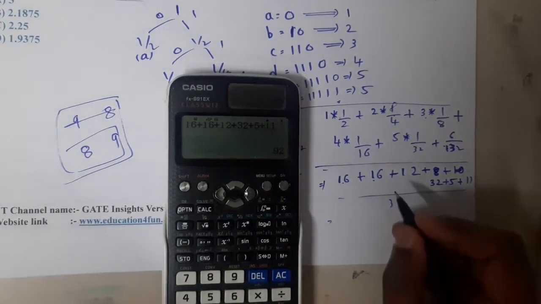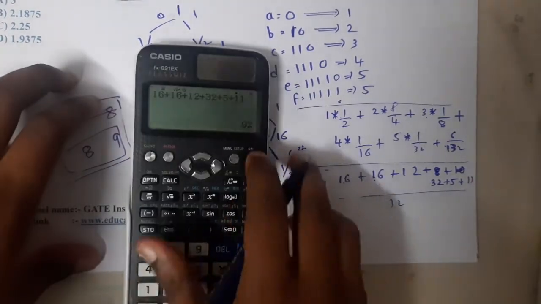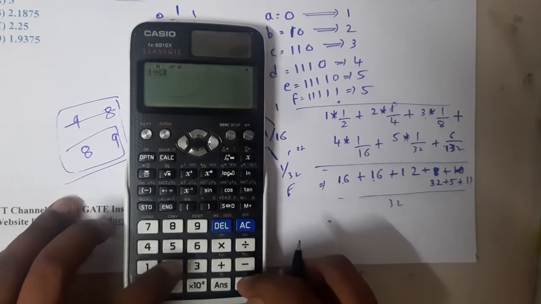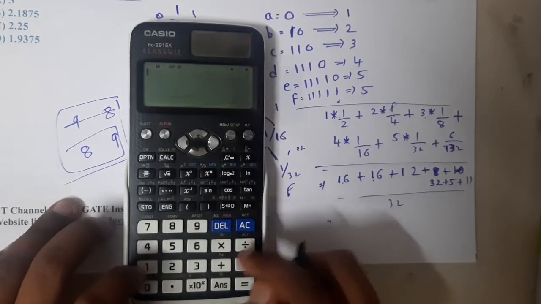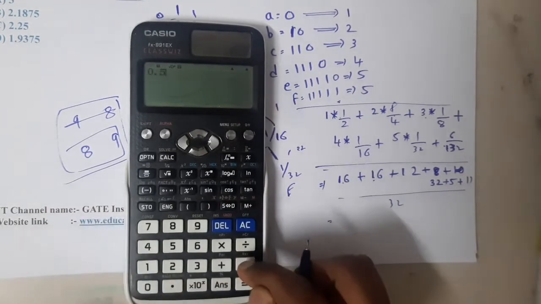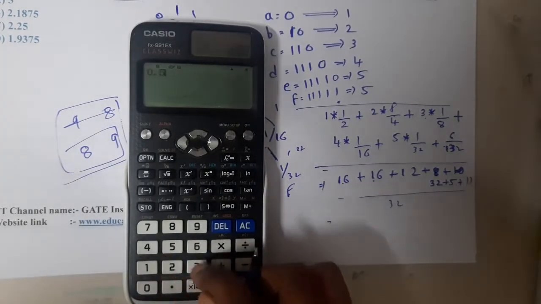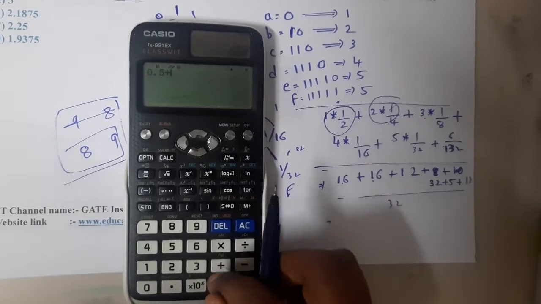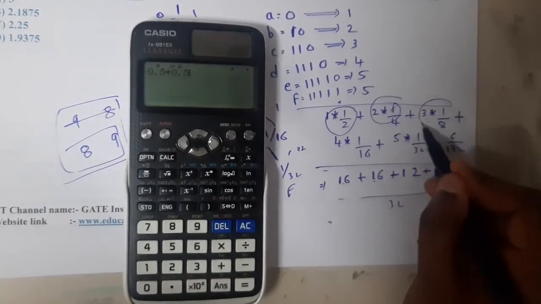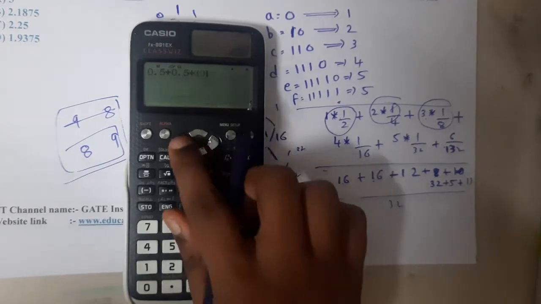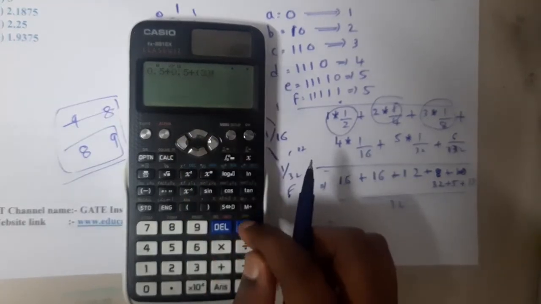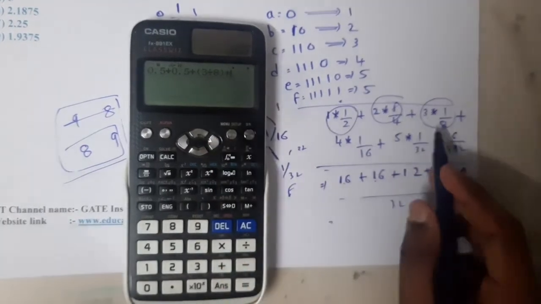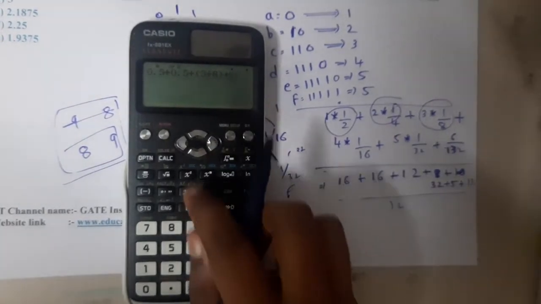Let me cross check that, guys. I think I'm making some silly mistake here. Anyway, let us add the values directly. 1 divided by 2 is equal to 0.5. So 0.5 plus, this value is 0.5. Again, this value will also be 0.5. Again, this value will be 3 by 8, so 3 divided by 8. Plus, then we have 4 divided by 16.